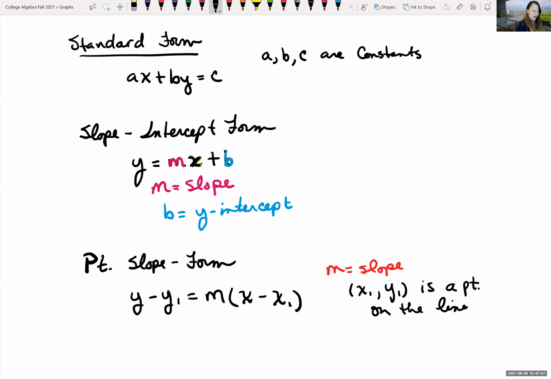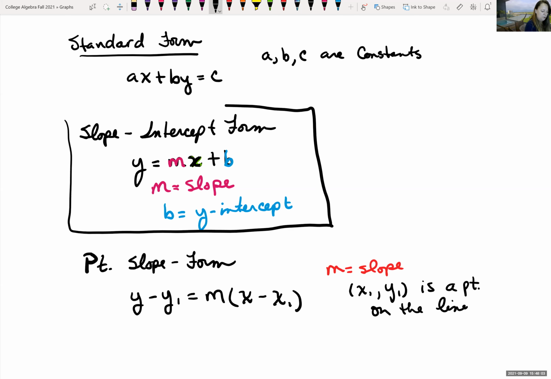If I'm given a slope and a point, and we'll just look at an example right now, I tend to just use my slope intercept form. Because if I'm given a point and the slope, I could fill in my y, my slope, my x value, and then I would have an equation with just b left in it. So I could figure out what my y-intercept is.